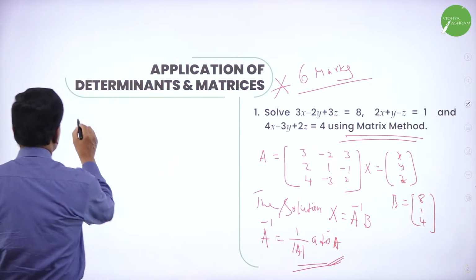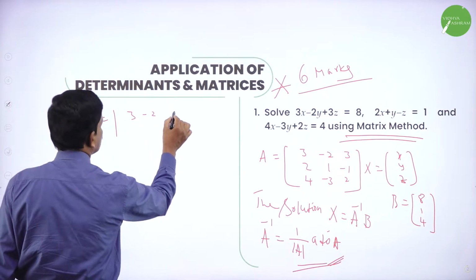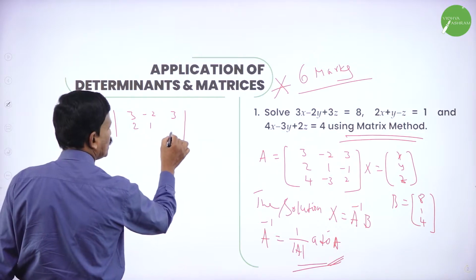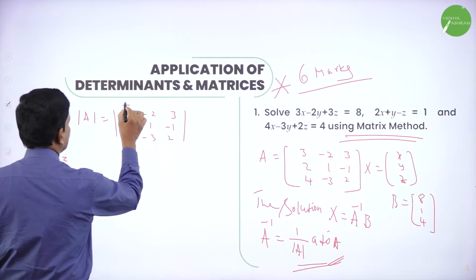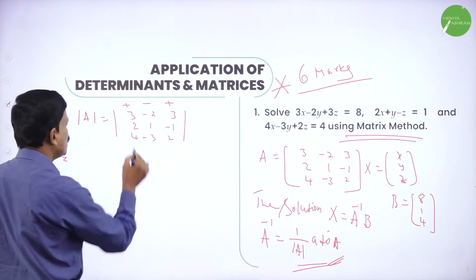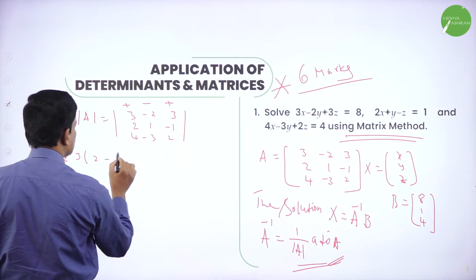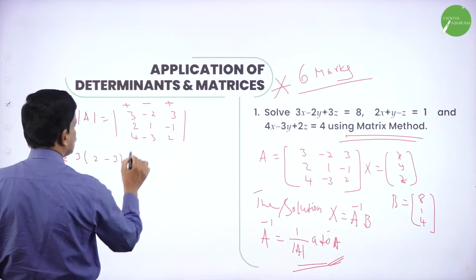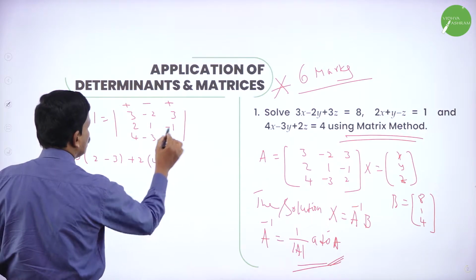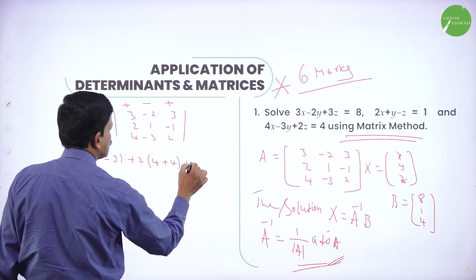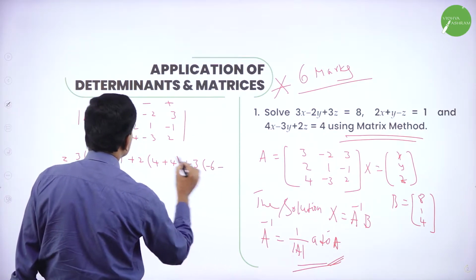Now let me write the determinant of A. Determinant of A is equal to determinant 3, minus 2, 3, again 2, 1 and minus 1, 4, minus 3 and 2. Let us find the determinant of this, plus minus and plus. So 3 into, 1 into 2 is 2, minus into minus plus, plus into minus minus, 3 ones are 3, minus into minus plus 2 into, delete the row and column containing 2, 2 2s are 4, minus into minus it is plus 4, plus 3 into, delete the row and column containing this, 2 3s are 6, minus 4 1s are 4.